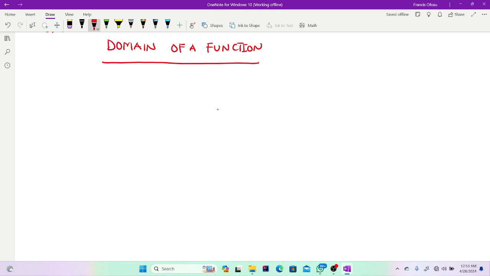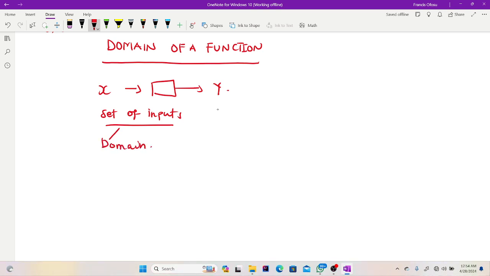So domain of a function, what is the domain of a function? From the definition of function in our previous video, we realized that a function takes in an input and it gives out an output, right? The set of inputs which we feed into the function is what we call domain. But take note, we don't just put any input into the function. Domain deals with only valid inputs.